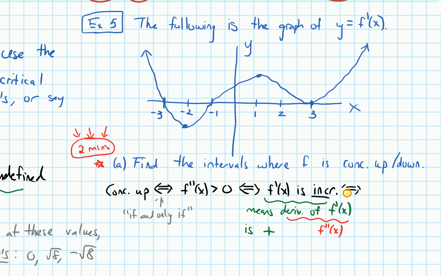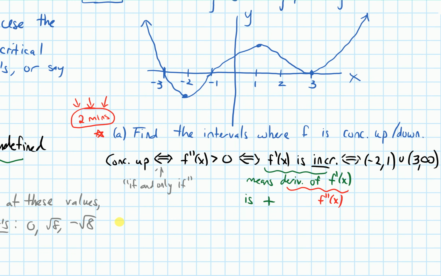So this happens on the intervals from -2 to 1, and on the interval from 3 to infinity. Those are the intervals where the original function is concave up, because that's where this derivative graph was increasing.